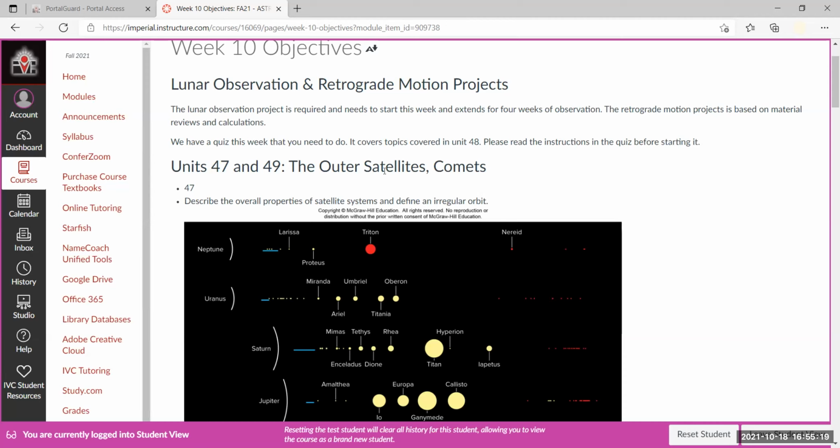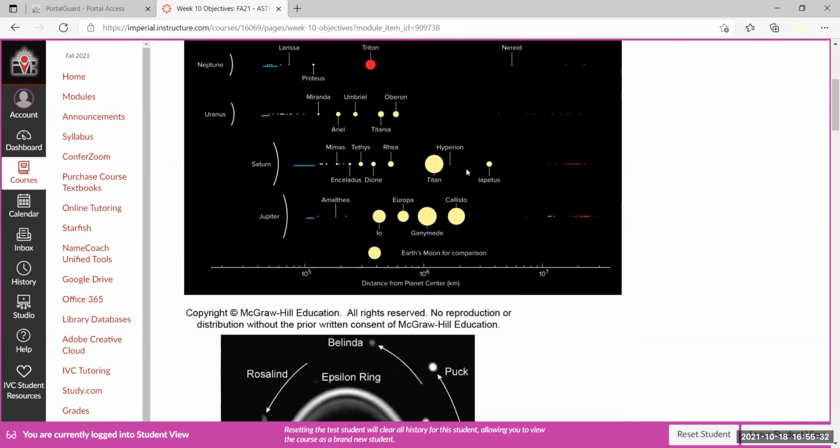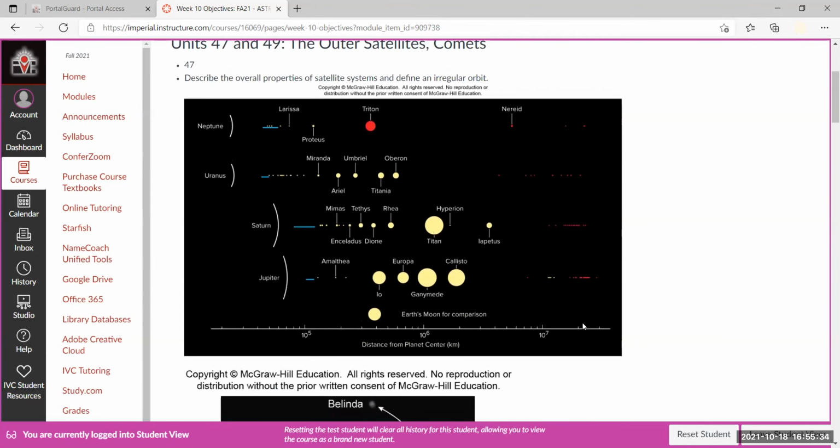They're talking about the last pieces of the puzzle when it comes to the solar system. And that is the outer satellites, the moons basically, and the comets, okay? When it comes to the outer satellites, what I meant is the moons. I have this diagram, and here it shows you the position of the different moons with respect to their host planets in the outer solar system versus that of the moon with respect to the Earth.